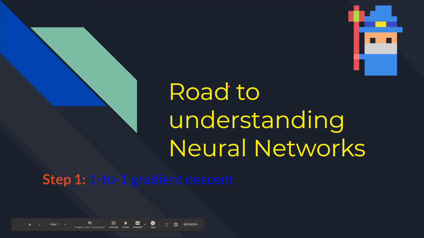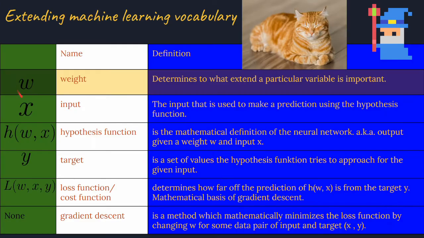Welcome to this course on understanding neural networks. This is the first video of the course and it covers one-to-one gradient descent. Gradient descent is the backbone of machine learning, of deep learning at least. So this video is going to introduce gradient descent in a very simple way so that we can build on that and later on get more complex networks to work.